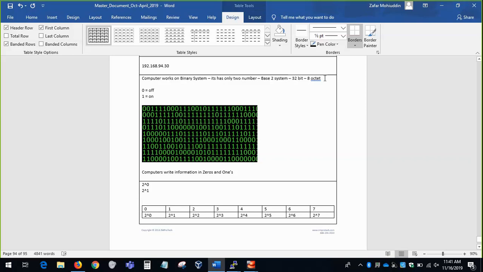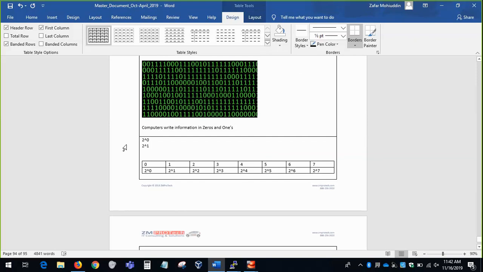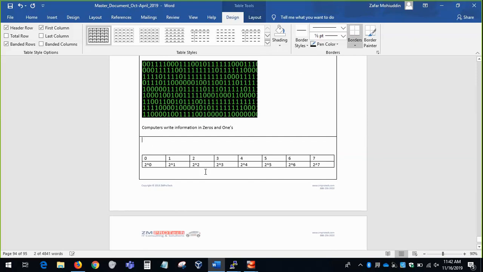And so how many bits is that? It's actually 128 bits. This is a 128 bit character, and it is the base 2 system, based on octet 8. I'm going to show you what all this means.